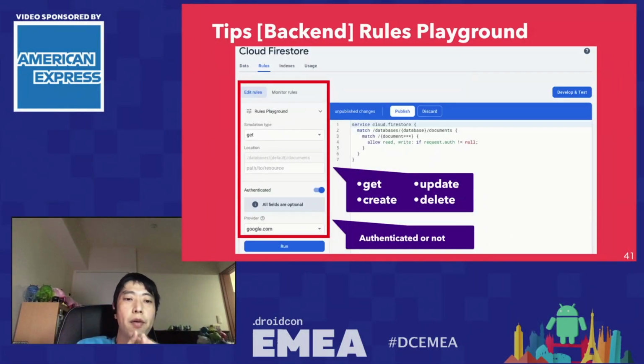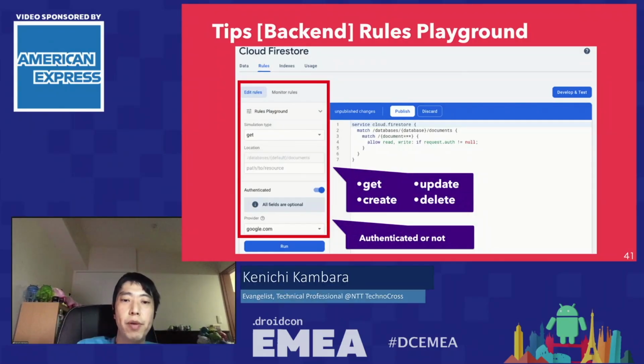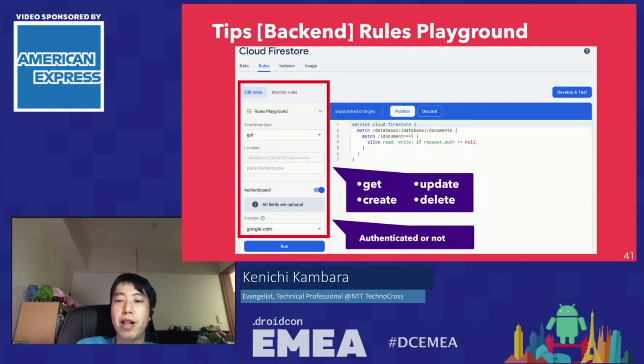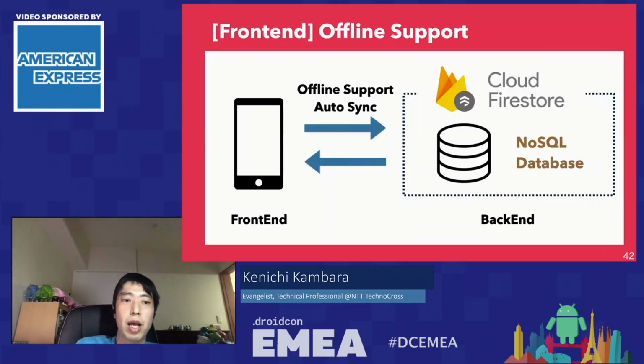I'd like to share one tip about rules. When we will implement these rules for file store, we can use a rule playground. By using this tool, we can simulate some operations such as get, create, update, delete, and authorized status. Authorized or not authorized. It's a very useful tool. And one more topic about file store. Even though we cannot get any internet connection, this offline feature is very useful for developing this feature.